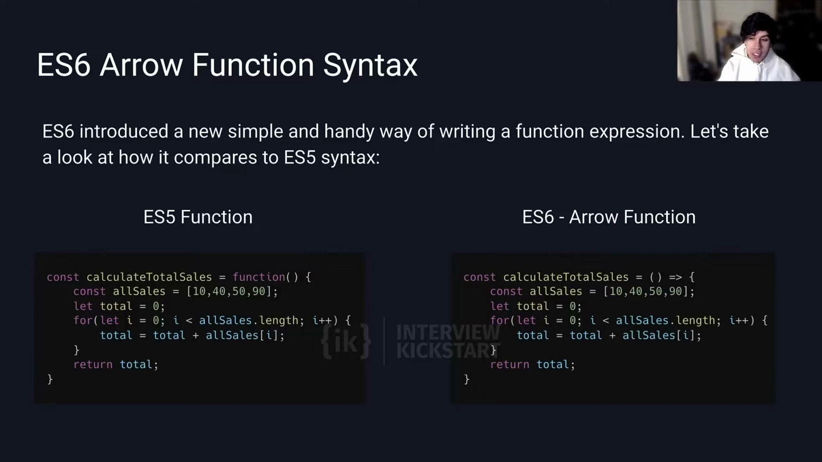Now, if we look to the right here, to the arrow function, you can see it's a very small change. All we did was remove the function keyword and add this little arrow, and everything else stayed the same. So in this example, you don't really see any of the benefits, but let's take a look at an example where it would be beneficial.